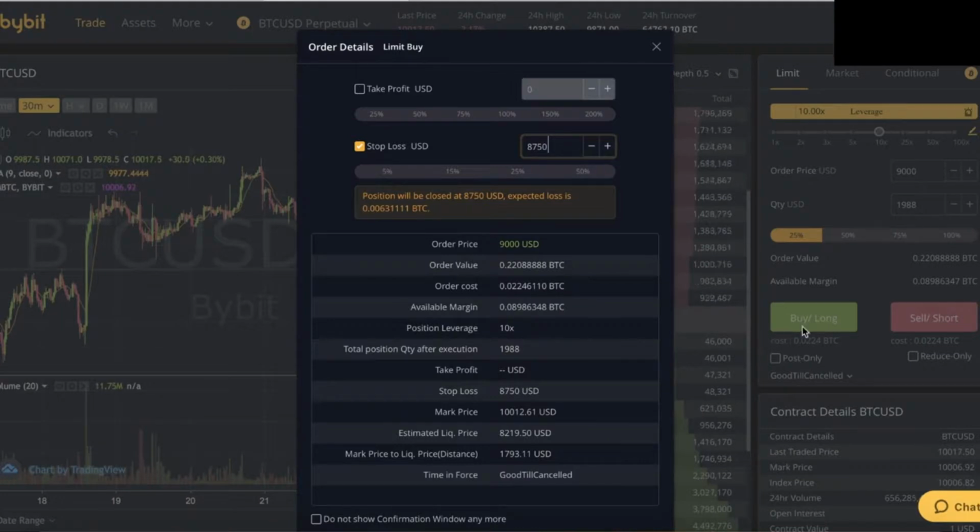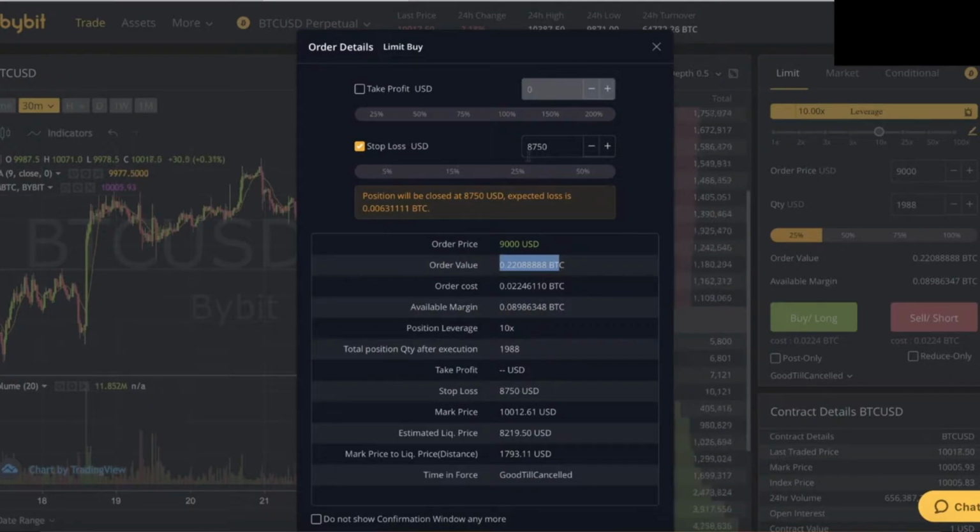We can see over here that the cost of the position is 0.0224 BTC. It says the same thing over here as well, telling me the cost of my position, so that's how much of my Bitcoins are being used to contribute to this position with 10 times leverage. So you can see the order cost is 0.0224 to me, and that means the value is 0.22 in terms of just what the trade is worth after leverage is applied.